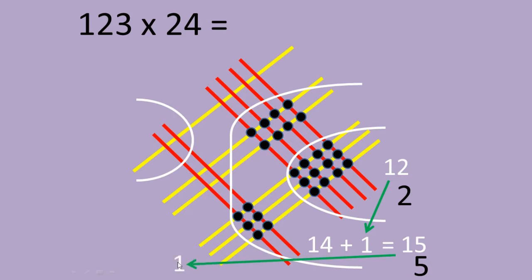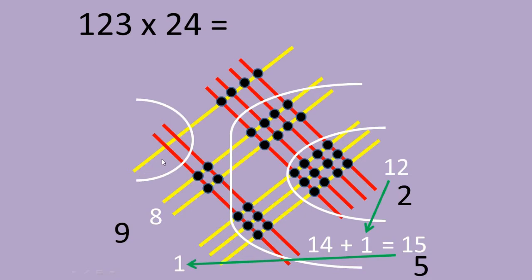Okay, there. Then we're going to count the intersecting lines in the third part. So we have 1, 2, 3, 4, 5, 6, 7, 8. We have 8 intersecting lines. Then we're going to add these two. So we have 8 plus 1 equals 9.